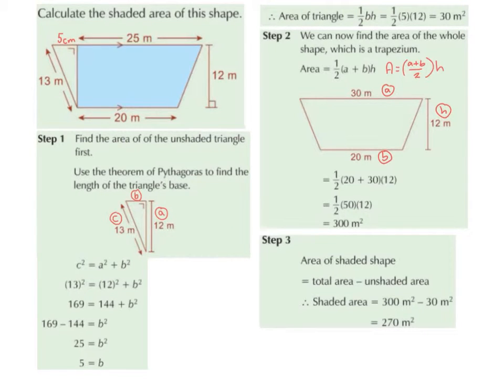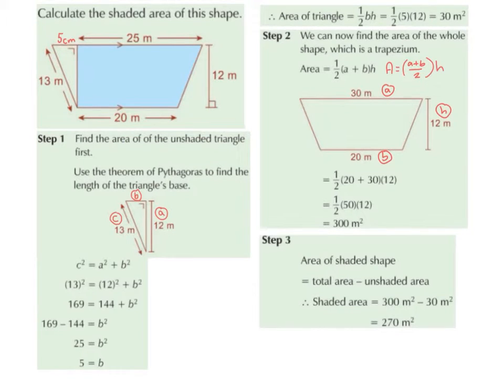So now that we know all the lengths of our triangle, we can use the area of a triangle formula, which is a half times base times height. So the base is going to be 5, the height is going to be 12, and we do not use the slant height for the area, so we do not use the 13. So half times 5 times 12, 30 meters squared. So we know now that this little triangle is 30 meters squared in area.